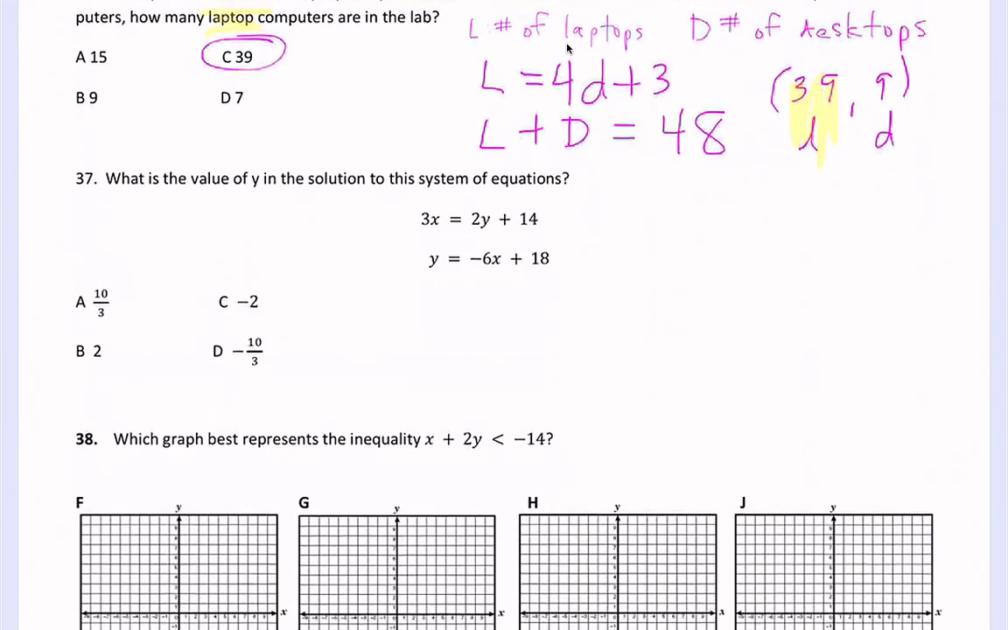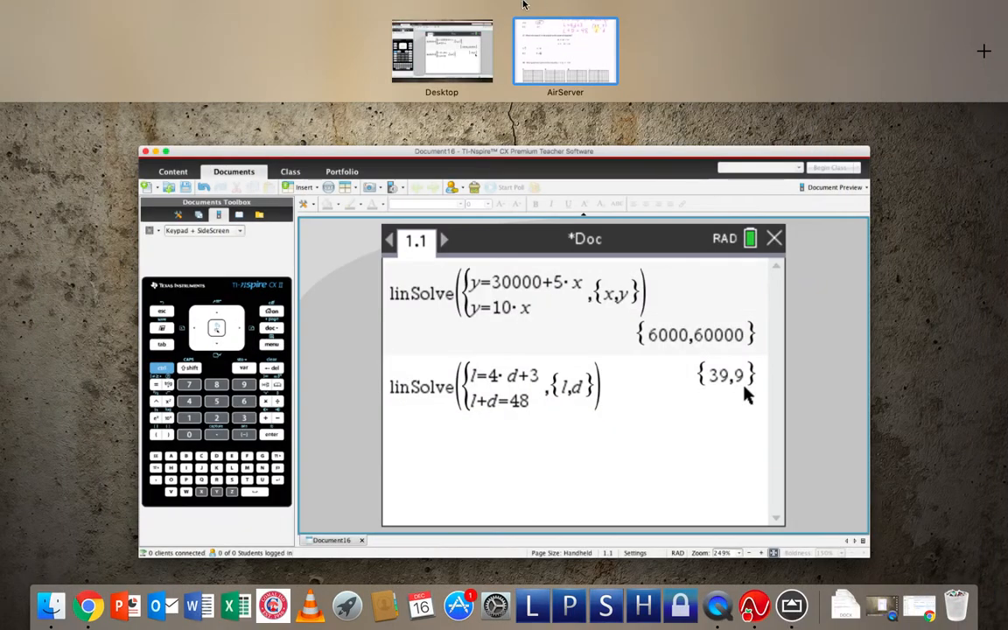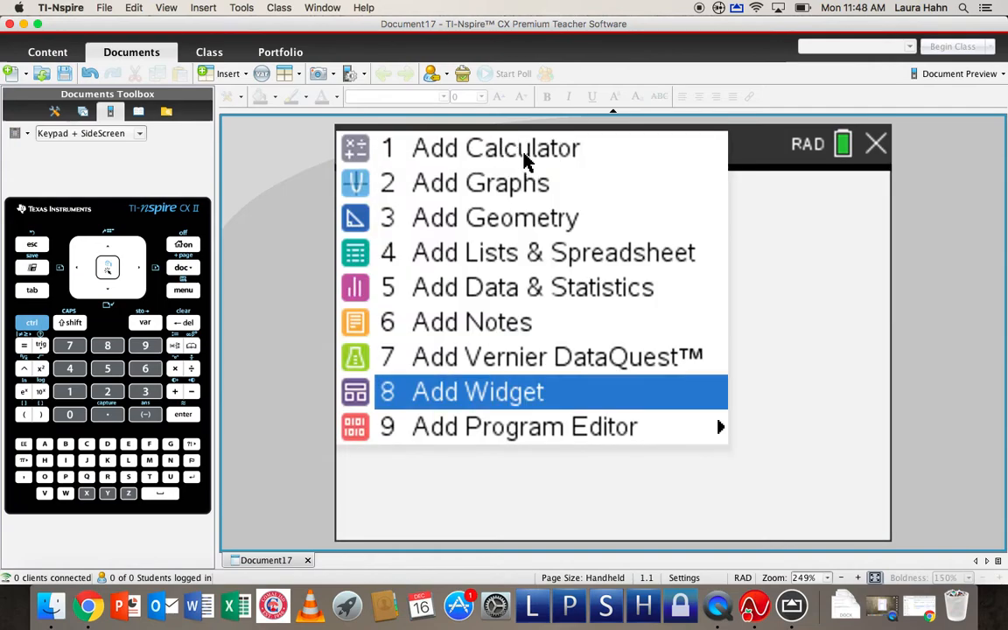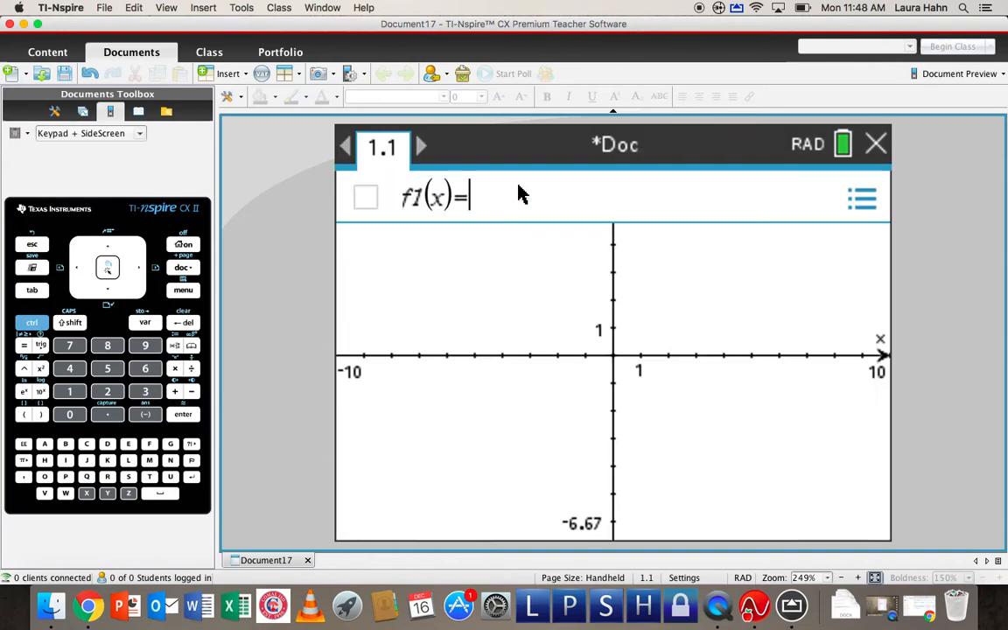Okay, on 37 it says, what is the value of y in the solution to this system of equations? So we're trying to find where these 2 lines will intersect. Remember, we have 2 options. We can graph or we can use menu 3 too. Again, guys, sorry it's repetitive, but I'm going to show you both ways. All right, so let's graph first. Practice makes perfect, so make sure you're following along doing it yourself.